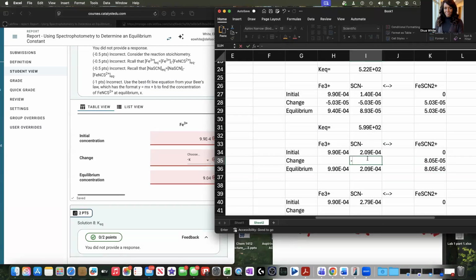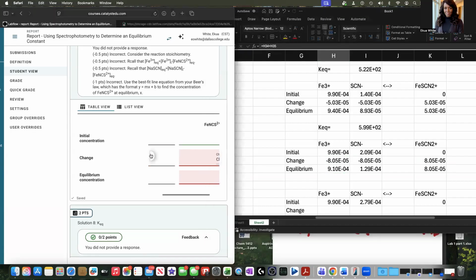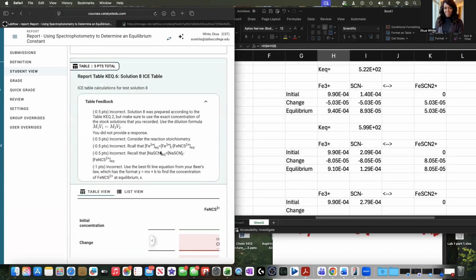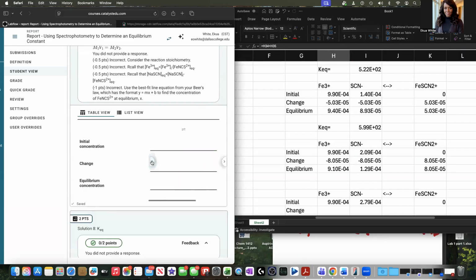So minus x, and our x is this value here. Okay, now we're good. So over here, I'm working on 8. 8 is a third, right? So we have minus x. So over here, we should have 9.10 exponent -4.